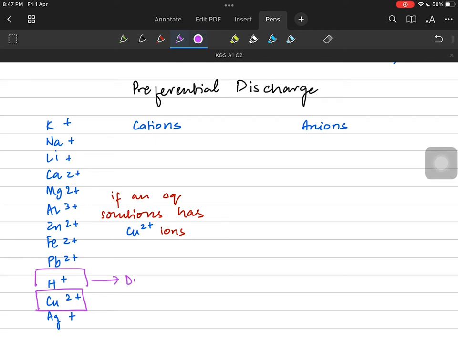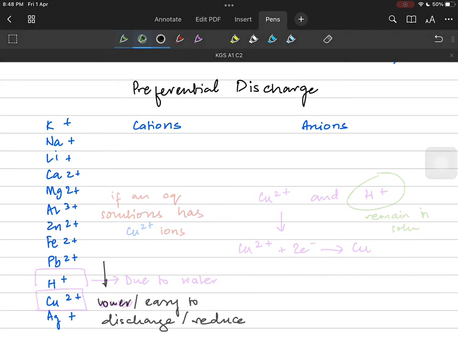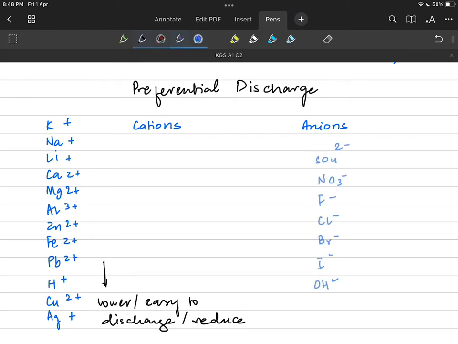Similarly, if you have an aqueous solution containing copper ions, H plus ions are going to be there because of water self-dissociation. But this time, out of the copper 2 plus ions and the H plus ions, copper ions are going to go to the cathode to discharge themselves, reduce themselves, gain electrons, and form copper, because copper ions are lower in the electrochemical series. Hydrogen ions will remain intact in the solution. They're not going to discharge themselves, even if they go to the cathode. So the idea is the ones which are lower in the series discharge themselves.